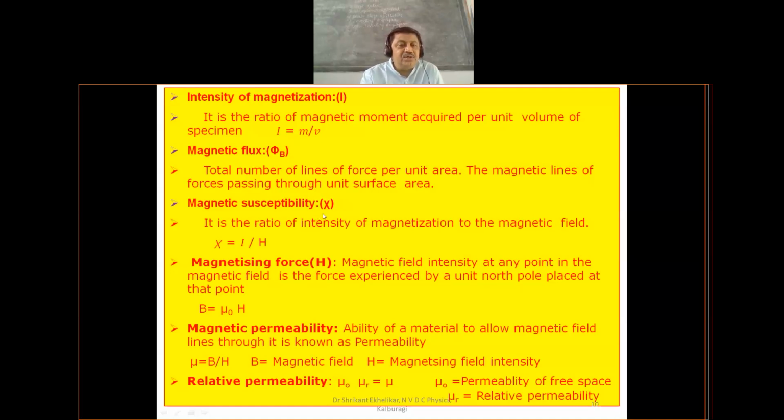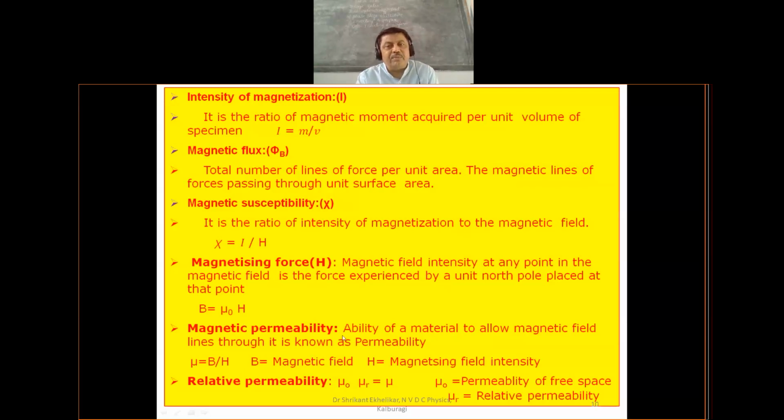Magnetic susceptibility, I have mentioned this. This is chi, a curly x. It is the ratio of intensity of magnetization to magnetic field. So chi is equal to I by H. Magnetizing force, or magnetic field intensity at any point in the magnetic field, is the force experienced by a unit north pole placed at that point. H is related to magnetic field, B is equal to mu naught H. Mu naught is the permeability of free space.